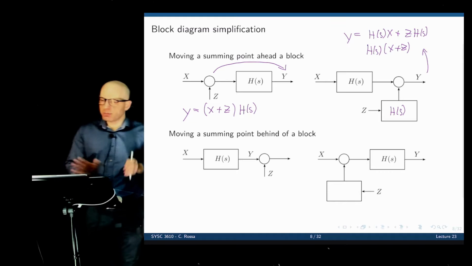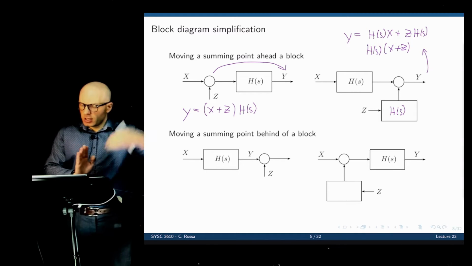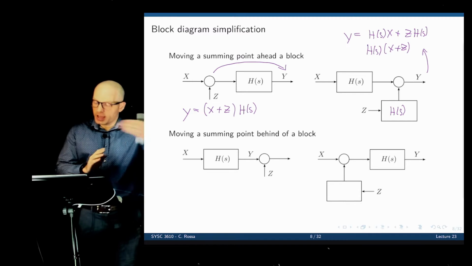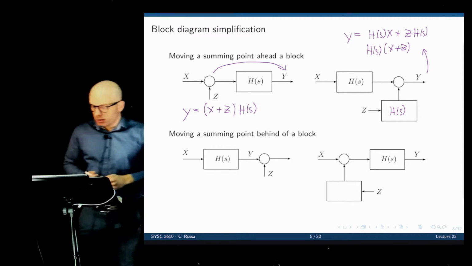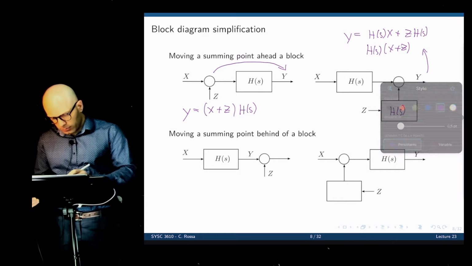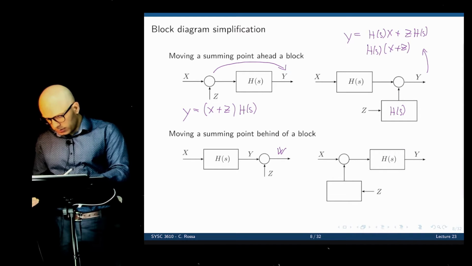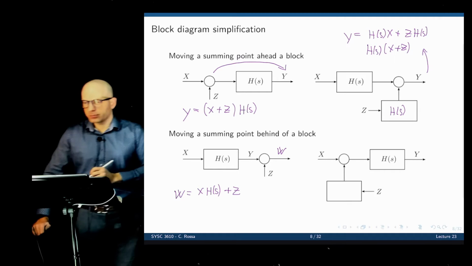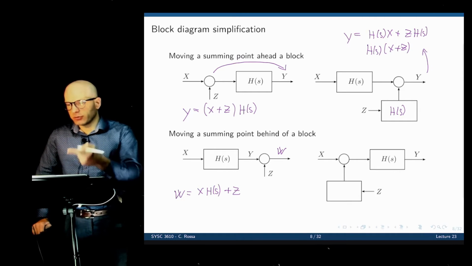Now let's do the opposite. We have a summing point that is behind the block, and you want to move it ahead of the block, you want to move that behind the block. What is the output here? Let me call this output w. And what is w? w is x times h of s plus z. The x times h of s is y.